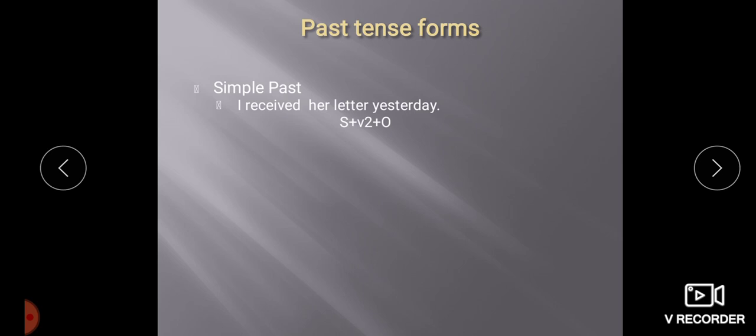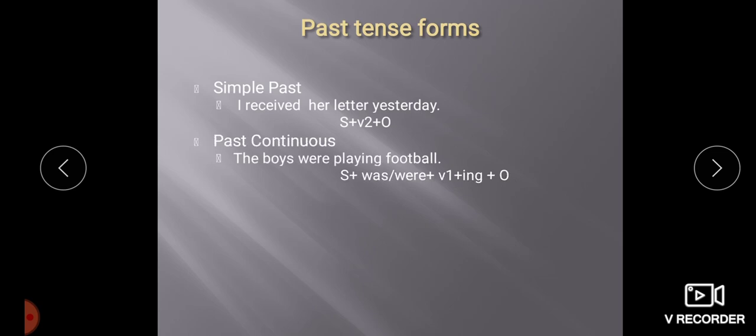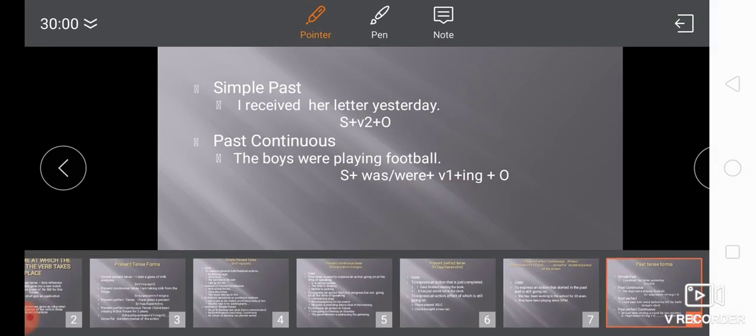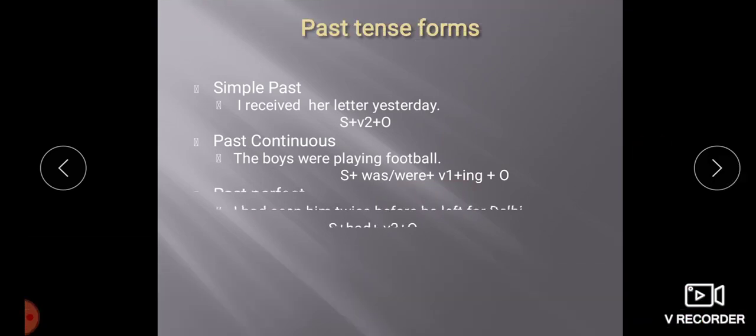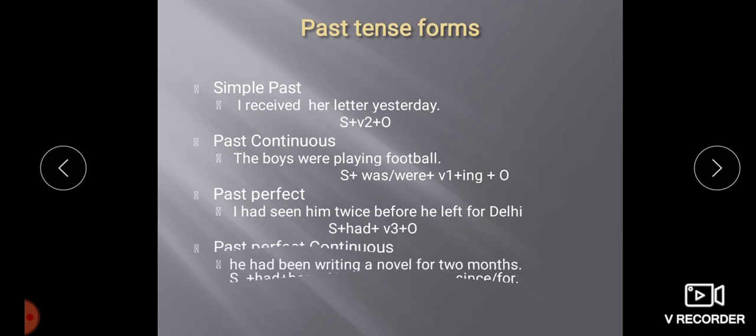Simple past takes V2 as the tense. Then past continuous: was or were plus the ing form of the verb plus object. Past perfect: subject plus had plus the third form of the verb plus object. Subject plus had plus been plus the ing form of the verb plus object is taken by past perfect continuous.